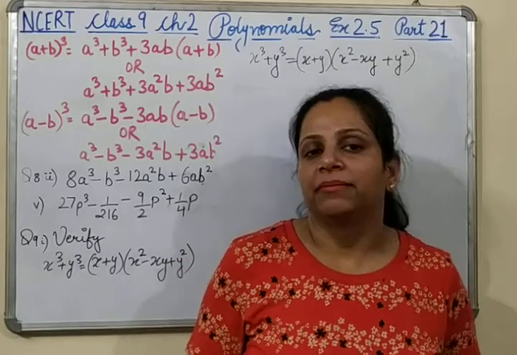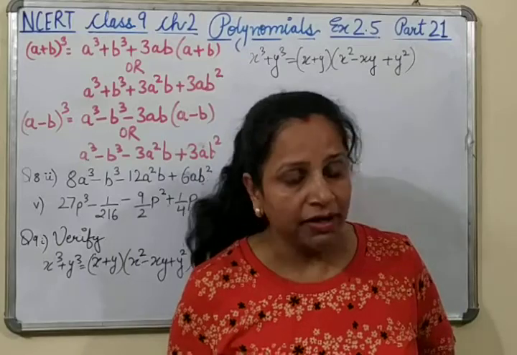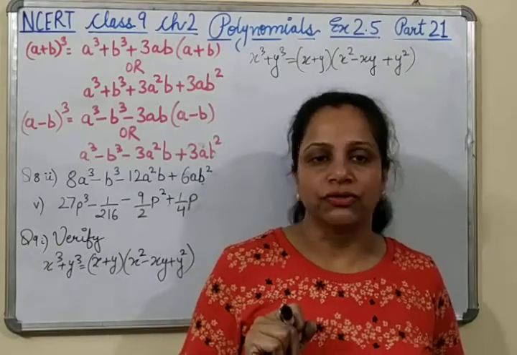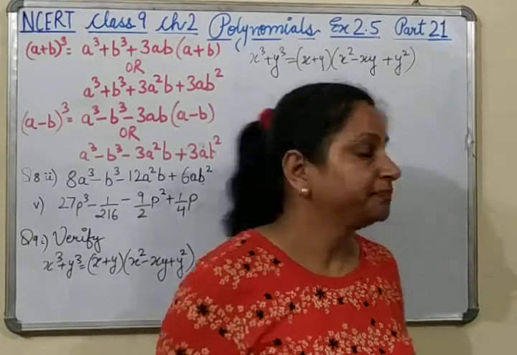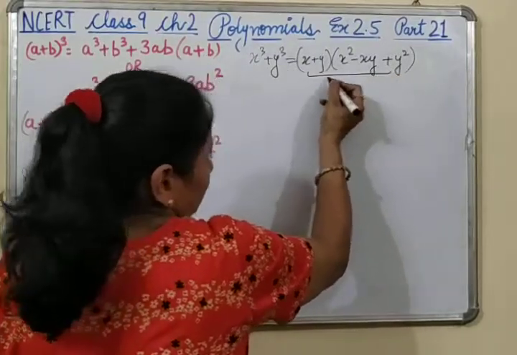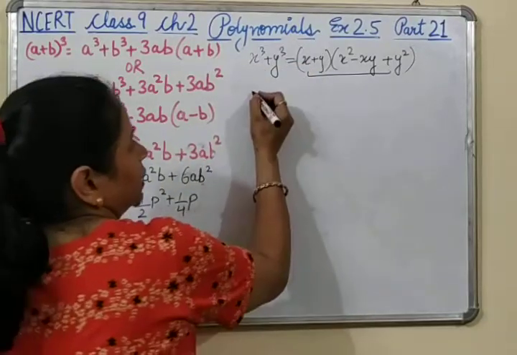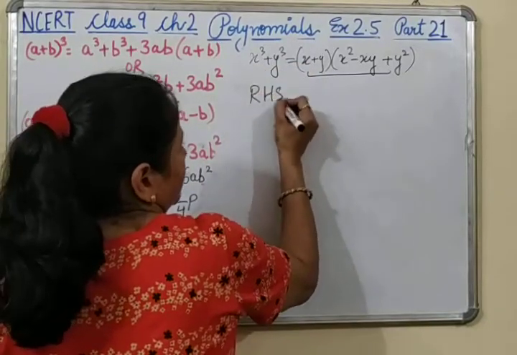And we have to verify by taking left hand side and we have to prove it equal to right hand side. Or we take right hand side and we prove it equals to left hand side. Fine. So let us take right hand side only and let us solve right hand side. Let's see whether it comes equals to our left hand side or not. So let us start with RHS.